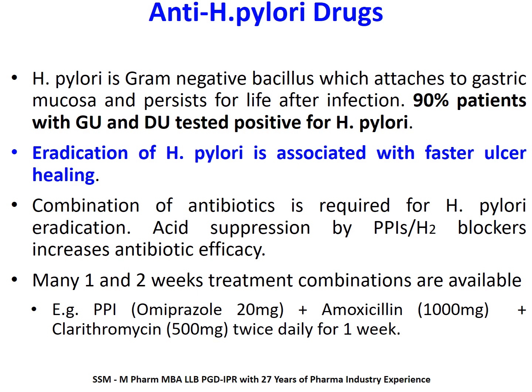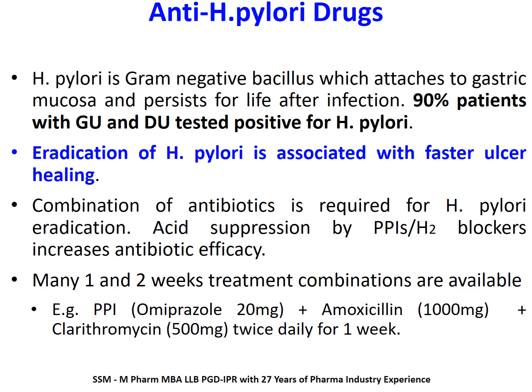Now coming to anti-H. pylori drugs. H. pylori is a gram-negative bacillus which attaches to gastric mucosa and persists for life after infection. And 90% of the patients with gastric ulcer and duodenal ulcer have tested positive for H. pylori. So H. pylori eradication is associated with faster ulcer healing. There is data which shows that if you eradicate H. pylori, there will be faster healing of ulcer.